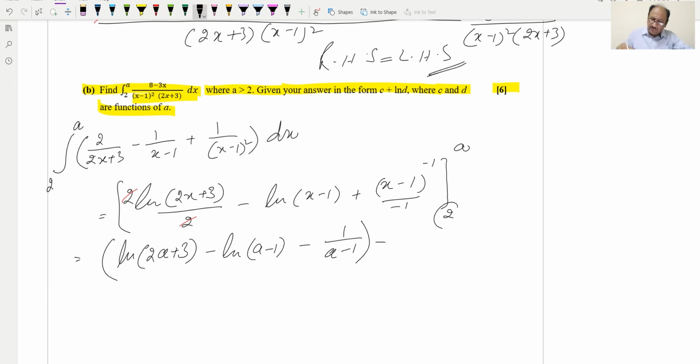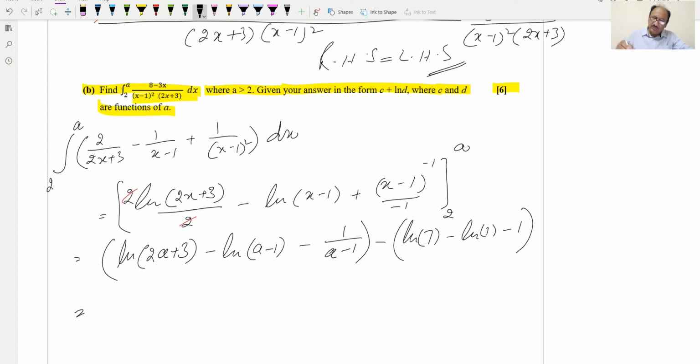Now we will replace the lower limit, so minus, when we replace the lower limit it will be log of 2 into 2, which is 4, plus 3 is 7, so log of 7, minus log of 2 minus 1, which is 1, so log of 1, and minus, when we replace in this one, it will be 1 over 2 minus 1, so we can write here minus 1.